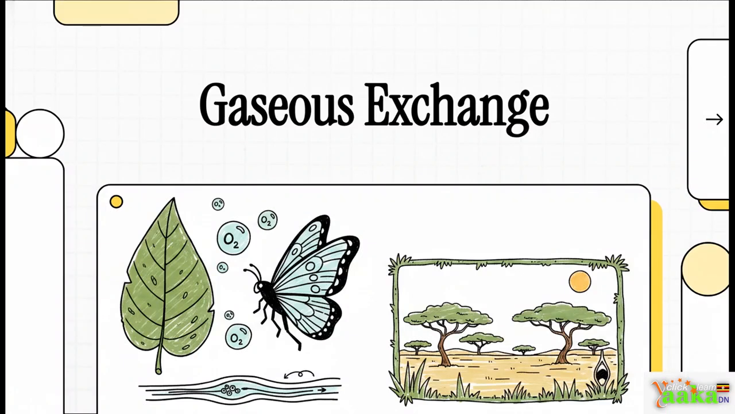We are diving deep into a completely invisible yet totally life-sustaining process: how living things trade gases with their environment just to survive. And to really bring this to life, we're going to be looking at some beautifully detailed, highly realistic biological diagrams of our own local Ugandan ecosystems. So let's jump right in.